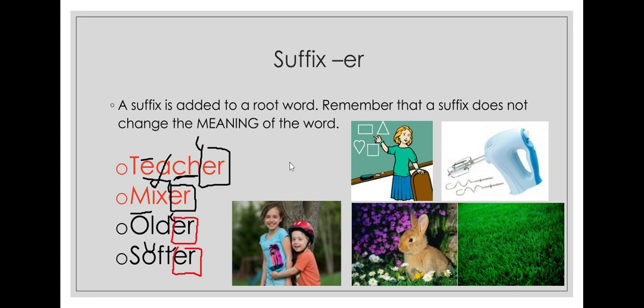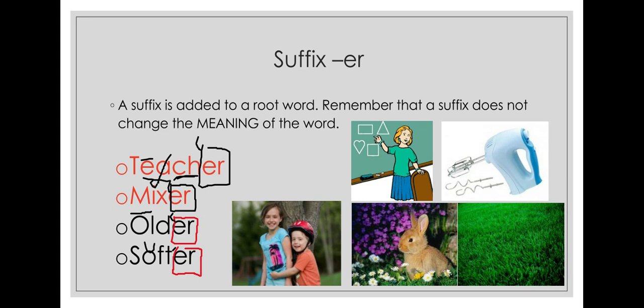the suffix er goes at the end of a word, and it can describe and tell what a person is doing, like a teacher teaches or a mixer mixes. And then the suffix er can also be added to a word to compare something. Like older: which is older, the boy or the girl, and which is softer, the bunny or the grass. Okay, so that's our suffix er.